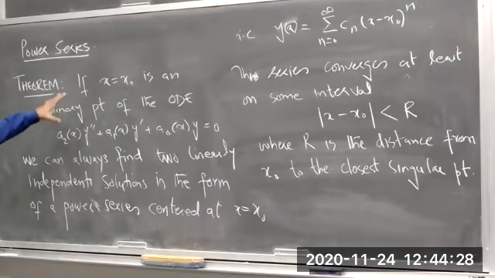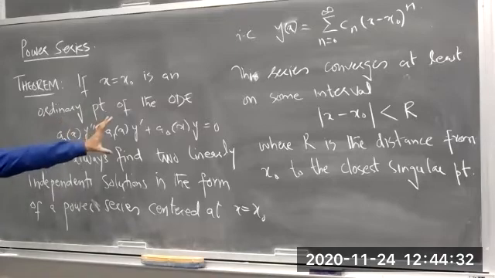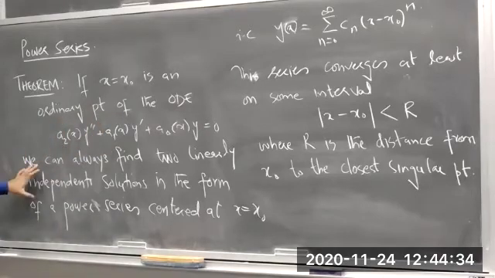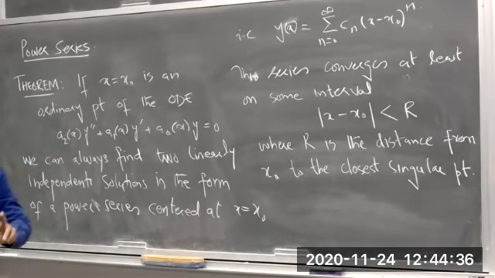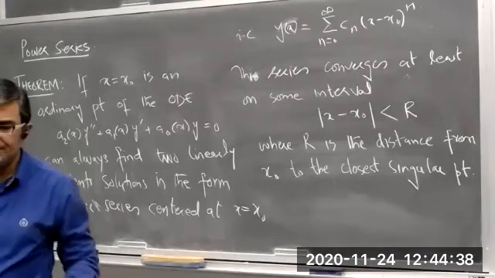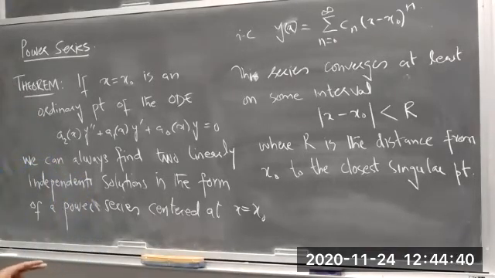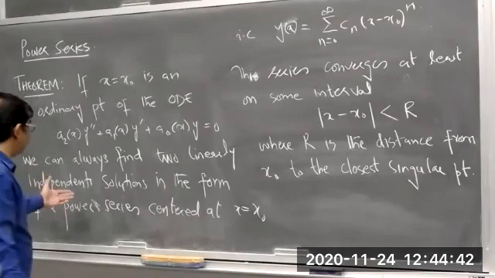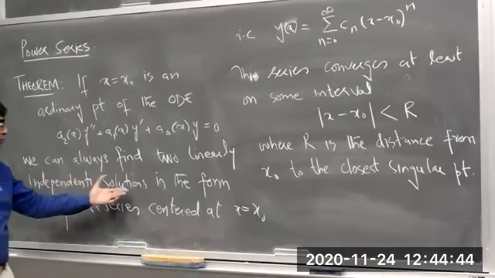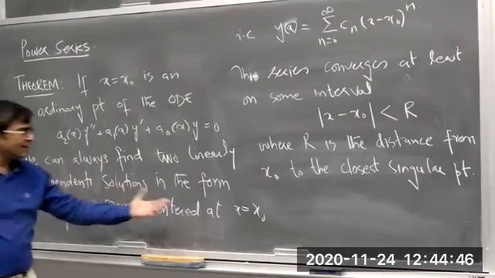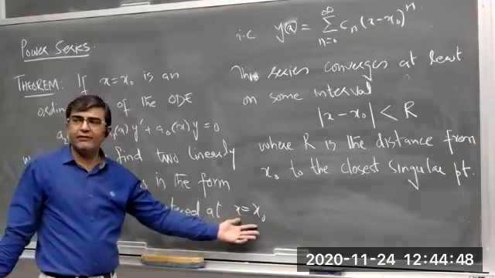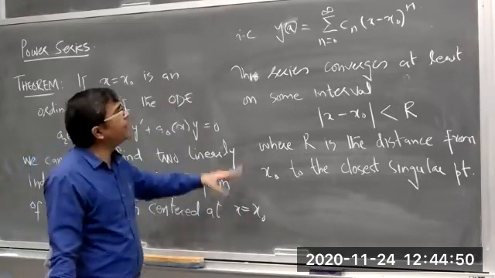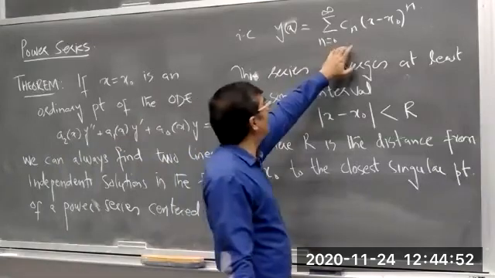So let's repeat it. If x equal to x naught is an ordinary point of the given differential equation of this form, then we can always find two linearly independent solutions in the form of power series centered at x equal to x naught, where x naught is an ordinary point. And we can find solutions in this form.